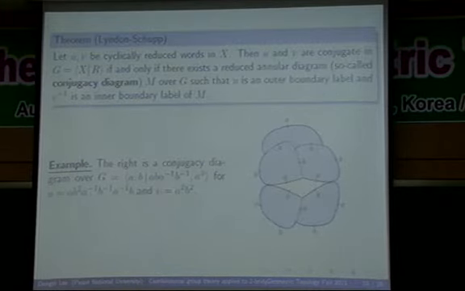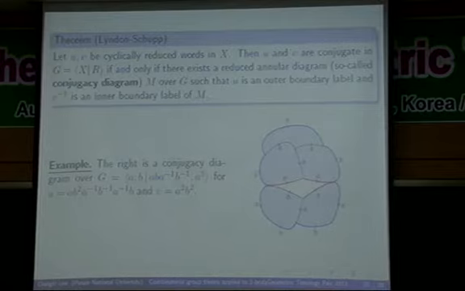And also for the conjugacy problem, we need a conjugacy diagram over the group presentation. The theorem says: let U and V be cyclically reduced words in X. Then U and V are conjugate in this group if and only if there exists a reduced annular diagram, this time called a conjugacy diagram, over G such that U is the outer boundary label and V inverse is the inner boundary label. So this is an annular diagram, a conjugacy diagram over this group presentation.